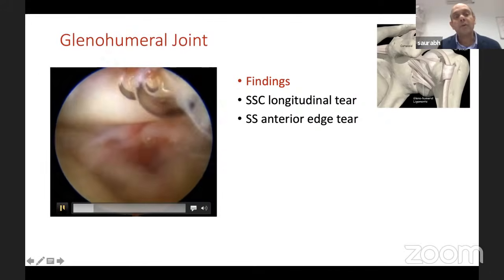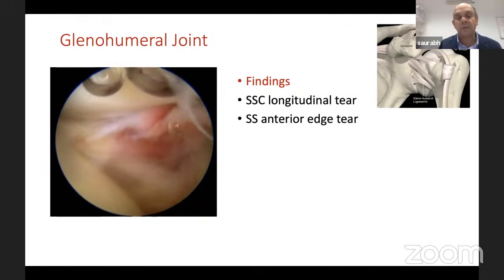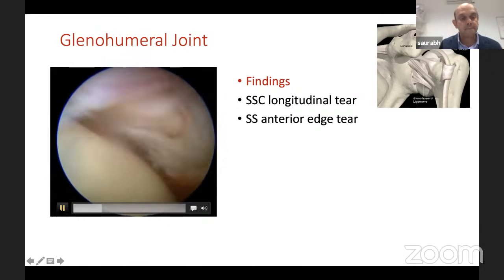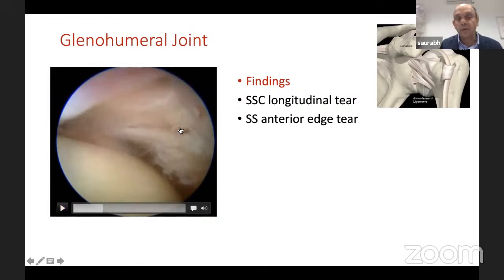So now we're going to go down and look at the subscap in a bit more detail. And you can see these are longitudinal splits. So this is your lesser tuberosity. That's the footprint of the lesser tuberosity where subscap attaches. So attachment is okay, but there are longitudinal tears.